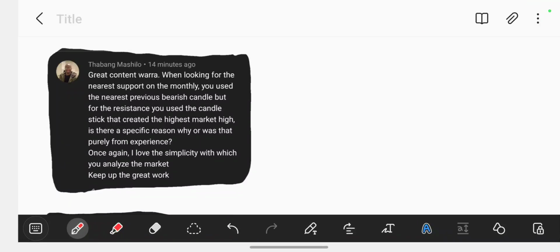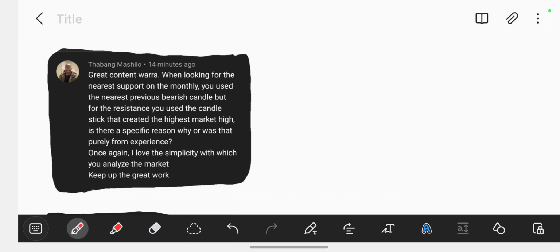Hello guys. I just got a comment from about 15 minutes ago from Tabang Mashilu. The guy asked me about how I draw my zones, so how you draw them. I always tell you about drawing the nearest support and the nearest resistance.